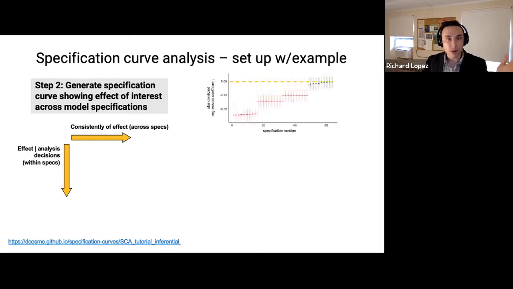So this is what the curve looks like. You have your specification curve indexed here from 0 to, I think, 64 or so total possible specifications. So that's what you see on the x-axis.